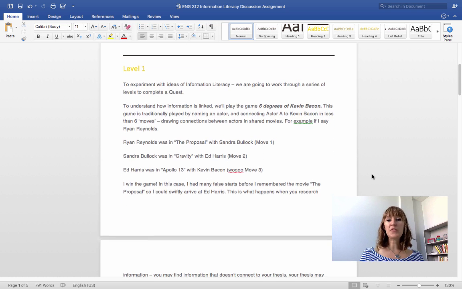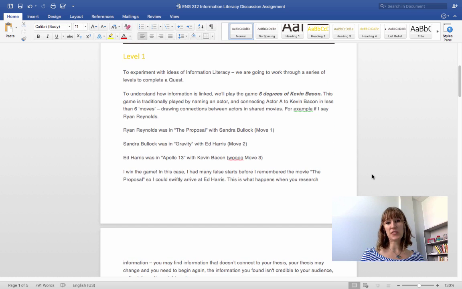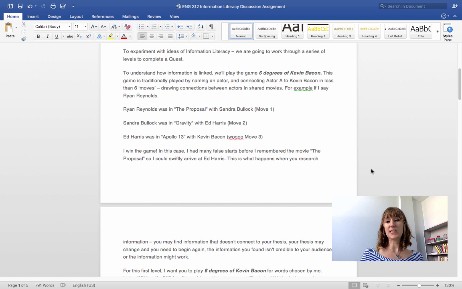So level 1, you're going to experiment with ideas of information literacy. We're going to work with a game called 6 Degrees of Kevin Bacon, and we're going to work specifically in Wikipedia. So what is 6 Degrees of Kevin Bacon? When you play it out loud or face-to-face, although this example also works through Wikipedia, you start off with an actor's name. In this case, I'm going to start with Ryan Reynolds. You then need to connect Ryan Reynolds all the way back to Kevin Bacon, and you need to do it in less than 6 steps. That's where the 6 degrees comes from.